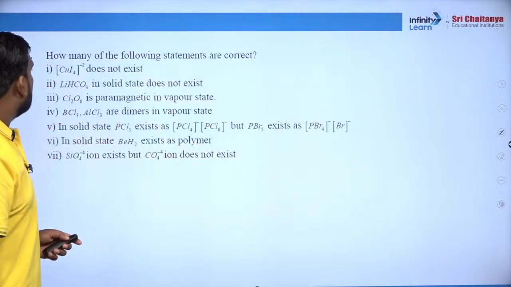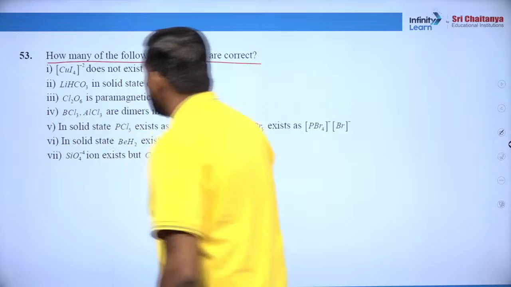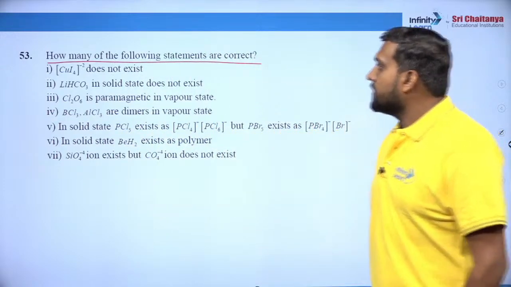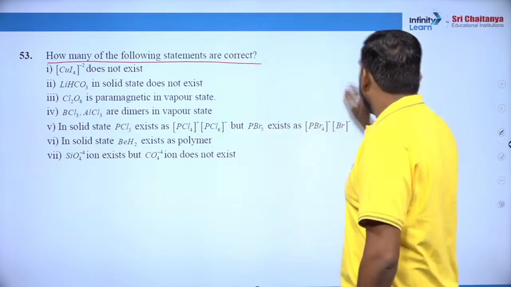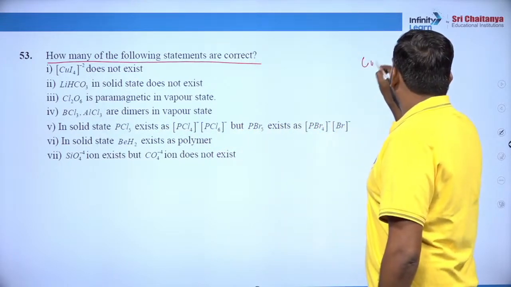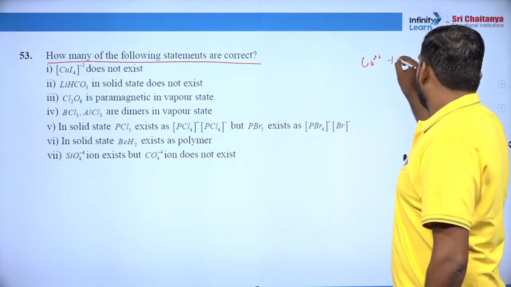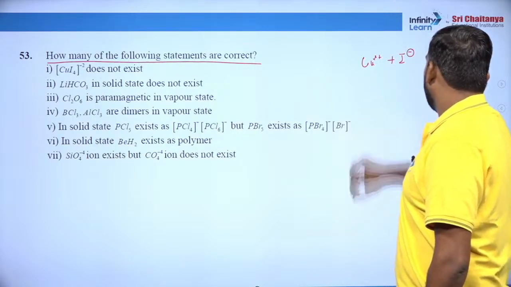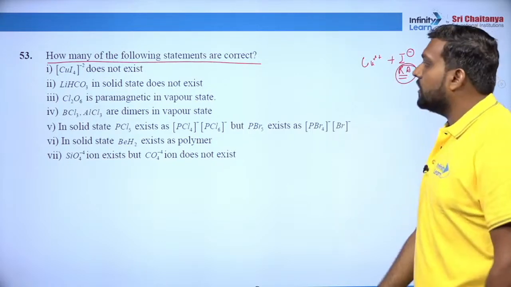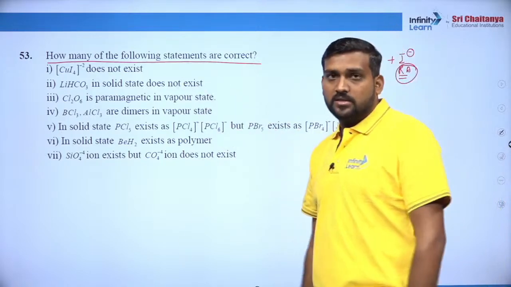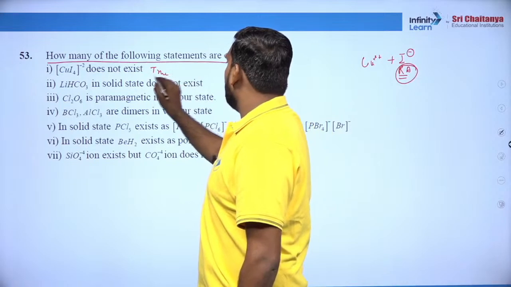Okay, moving to the next question. How many of the following statements are correct? So you have to choose how many of the following are correct. So CuI4 2 minus does not exist. Yes, it does not exist. Why? Because Cu2+ is highly susceptible to reduction. Why? Because I minus is a strong reducing agent, and due to the presence of a strong reducing agent, it does not exist as I minus with the copper. Okay, and that's why it is a true statement, no doubt in that.